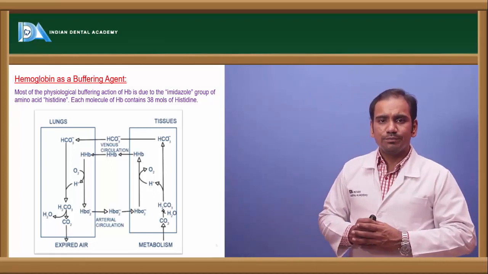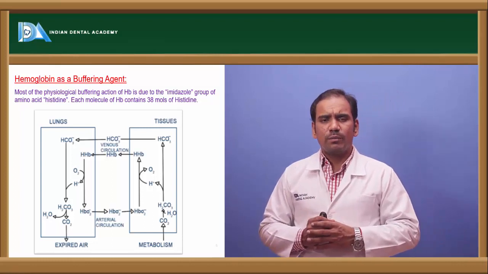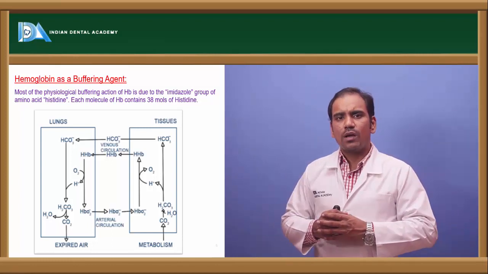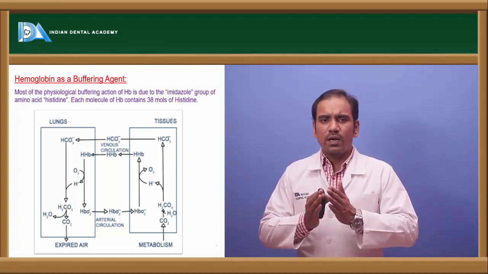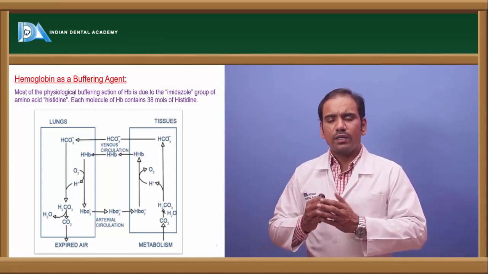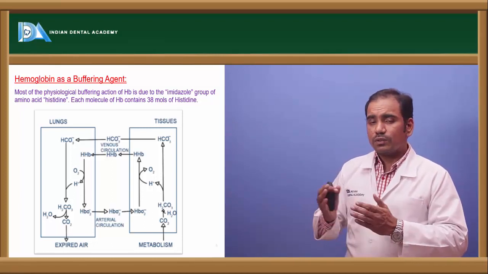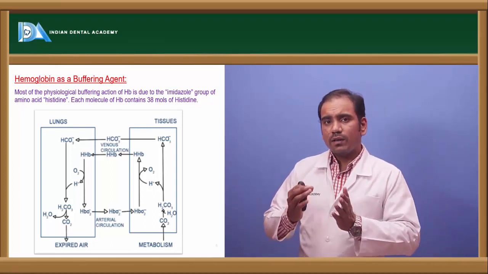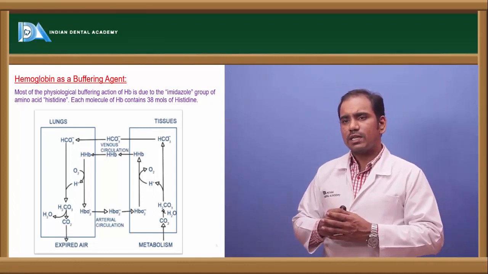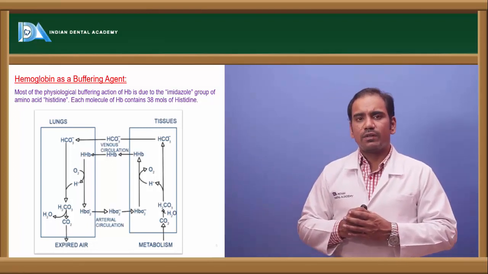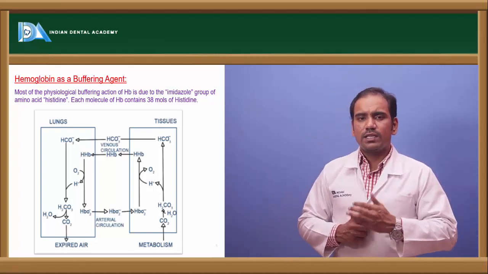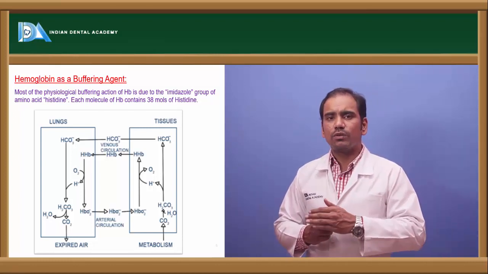In tissues, carbon dioxide reacts with water by the action of the enzyme carbonic anhydrase and is converted into carbonic acid. That carbonic acid dissociates into H plus ion and bicarbonate. That bicarbonate enters into the plasma in exchange for the chloride ions. Now what happens to those H plus ions? Those H plus ions react with the hemoglobin and are converted into HHb. That HHb is transported to the lungs.